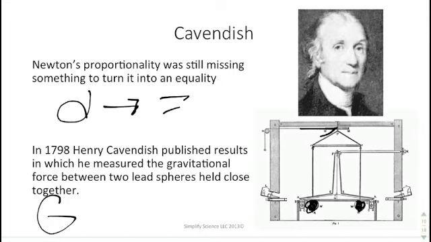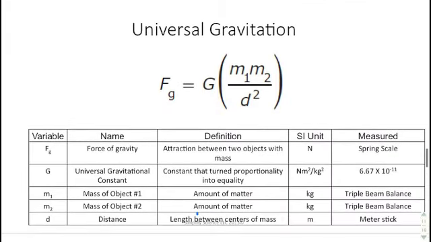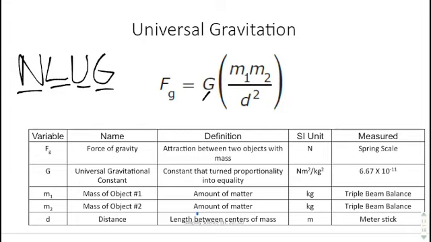By setting up these systems of rope, he was able to gather very, very small differences in these angles between the ropes. It was actually quite a brilliant design. In doing so, he was able to measure this term G. Now we have the universal gravitational formula. It's still usually called Newton's law of universal gravitation, and sometimes it's abbreviated as NLUG, Newton's law of universal gravitation.